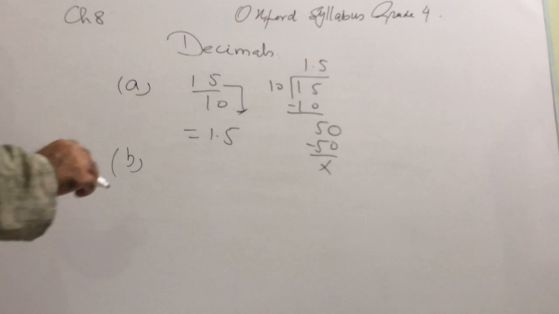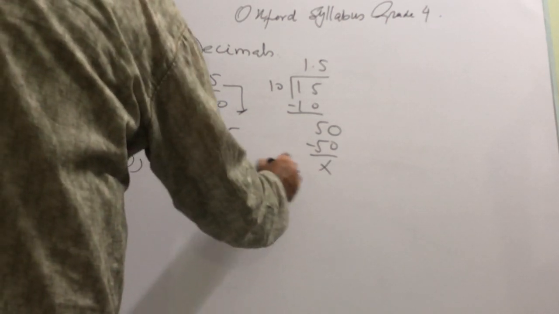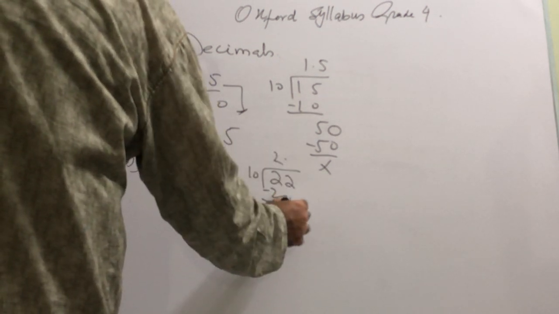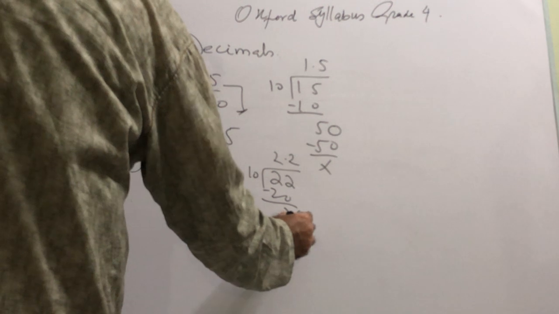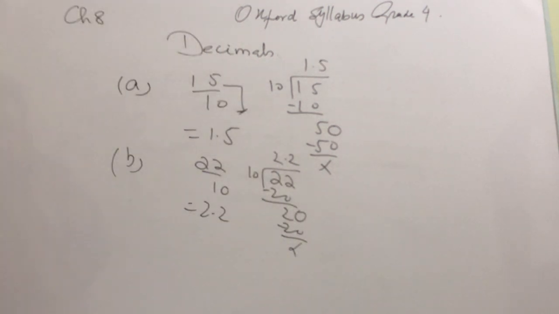Part B is 22/10. This is similar. Just divide by 10. 10 twos are 20. We get 2, it is smaller. Put point, put 0. 10 twos are 20. So it becomes 2.2. Similarly, C and D are the same.